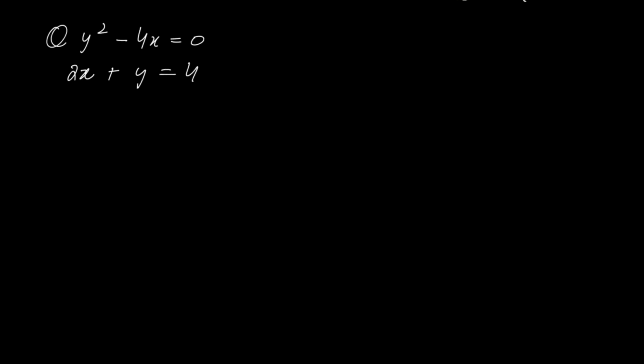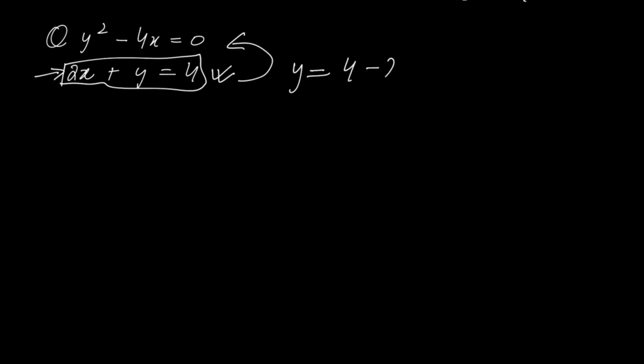Okay, so now let's do a question. I'm going to use the substitution method because it's more practical. In this question we have a quadratic equation, which I can tell by this square. So we make y the subject of the simpler equation, and then we put it into that. So we take y is equal to 4 minus 2x.